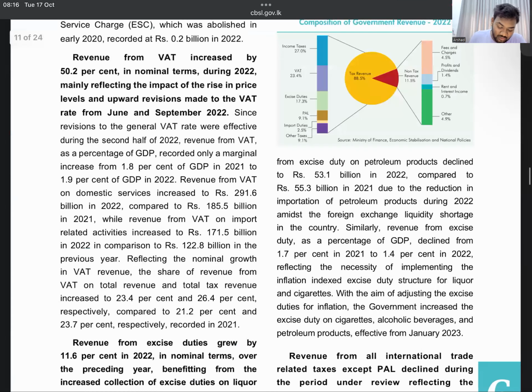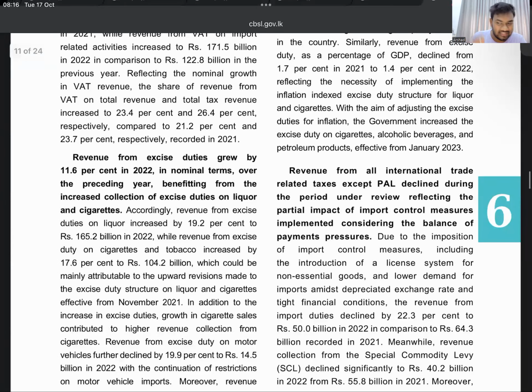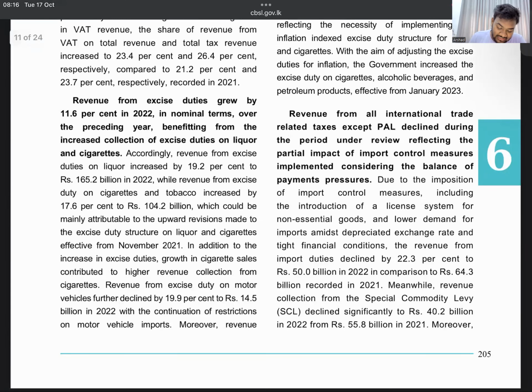Revenue from excise duties grew by 11.7% in 2022 in nominal terms over the preceding year. Benefits from increased collection of excise on liquor and cigarettes. So liquor and cigarettes we already told. According to this, revenue from excise duties increased. Cigarettes, tobacco. Okay. Upward revisions were there. In addition to excise duties, growth in cigarette sales contributed to higher revenue collection. Revenue from excise duty on motor vehicles further declined by 19.9% with the continuation of restrictions on motor vehicle imports.